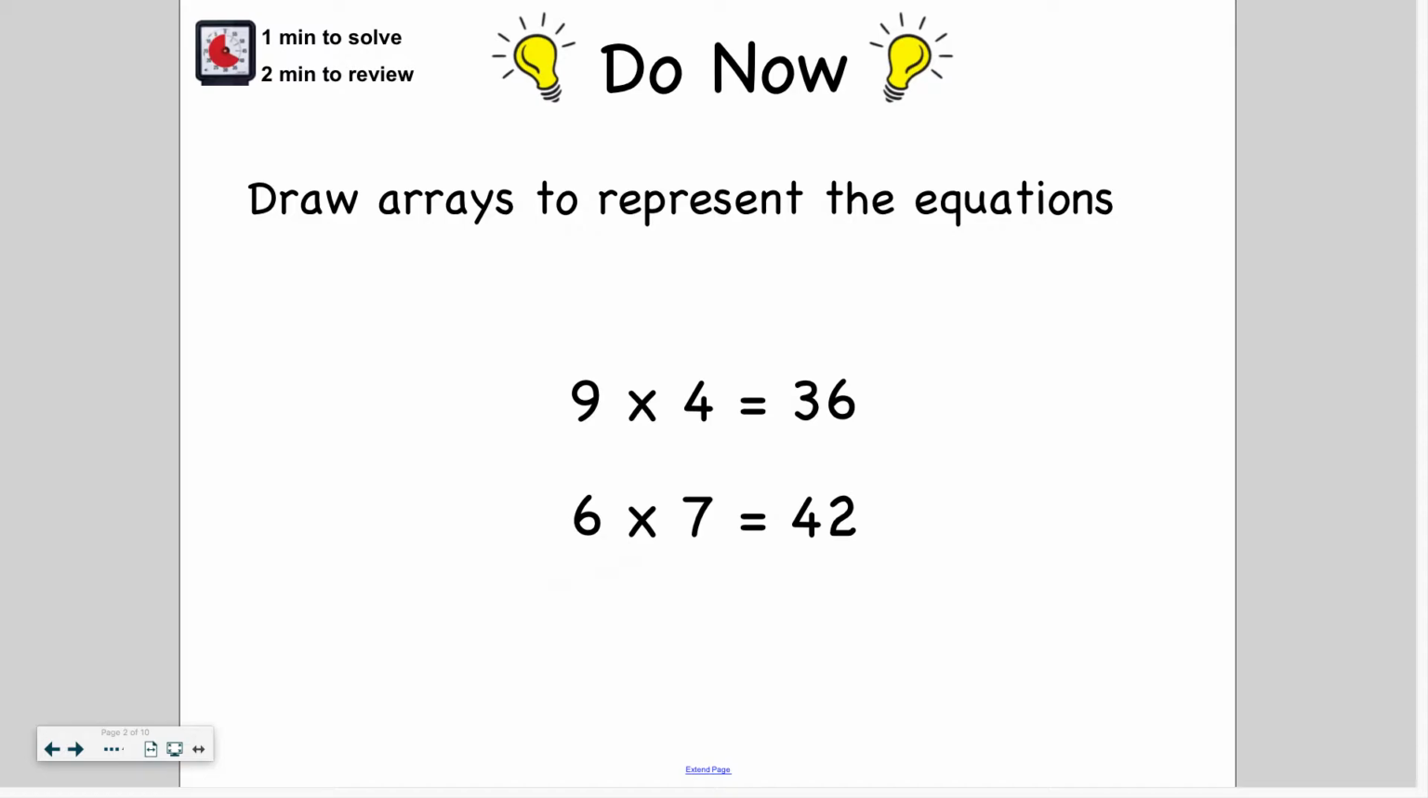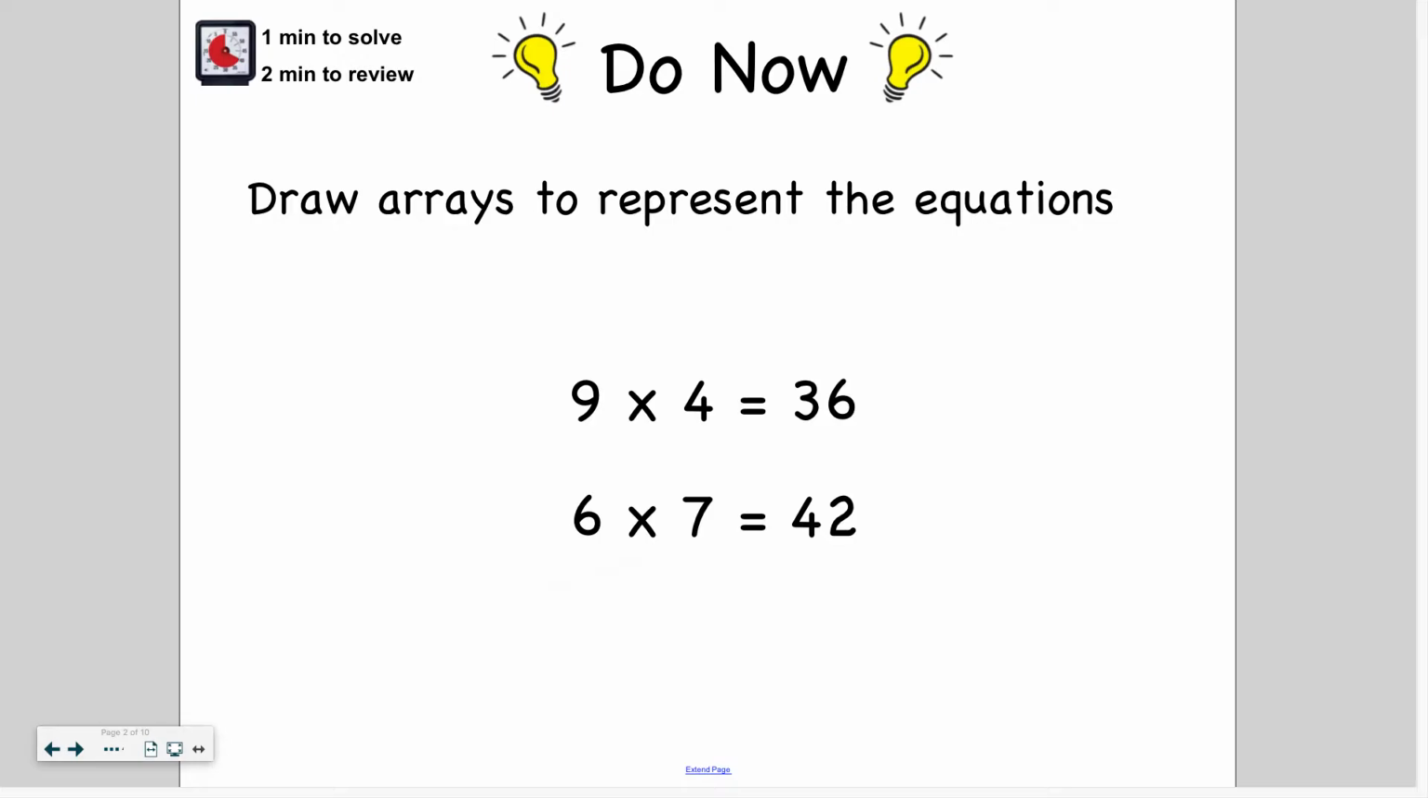The first thing we're going to do before we even start the lesson is this quick do now, to review how to represent equations using arrays. Go ahead, pause the video now, and solve these two equations or represent them using arrays. While you pause, you can grab any materials you need. Then press play when you're ready.